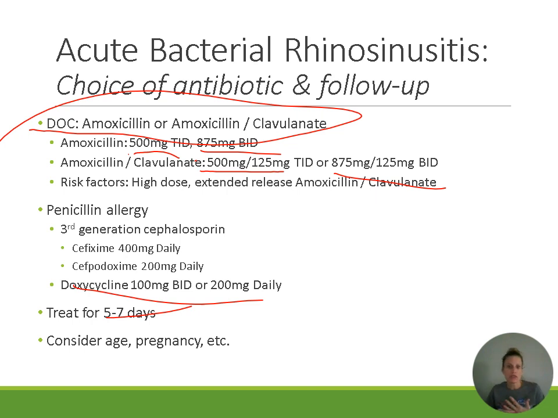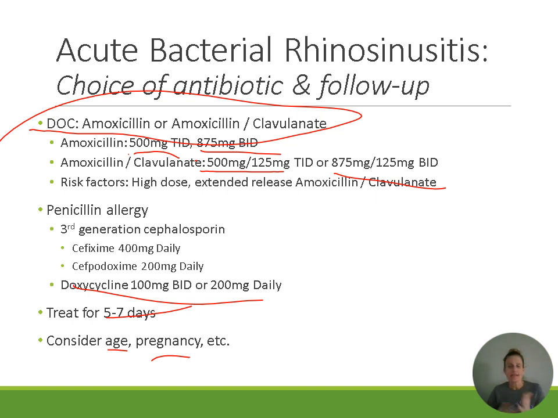Patient factors that we need to consider. So consider the patient's age, consider whether or not the patient's pregnant. For example, doxycycline and fluoroquinolones cannot be given during pregnancy. So if you have a pregnant patient, you're giving them amoxicillin generally to start, unless they're allergic, and then a cephalosporin, but no doxycycline, no fluoroquinolone to your pregnant patient.